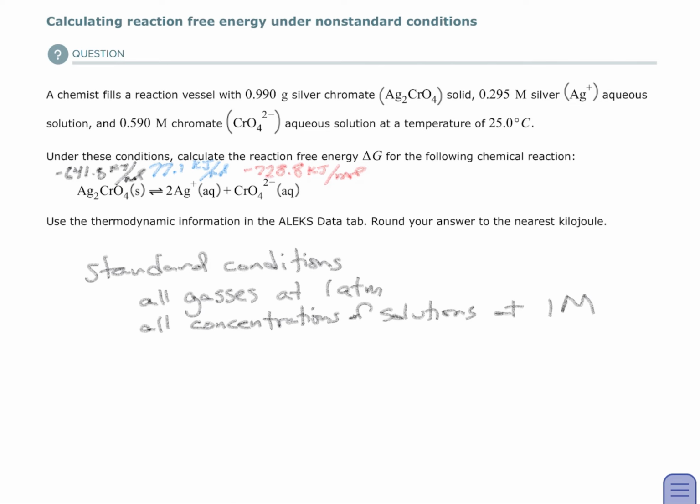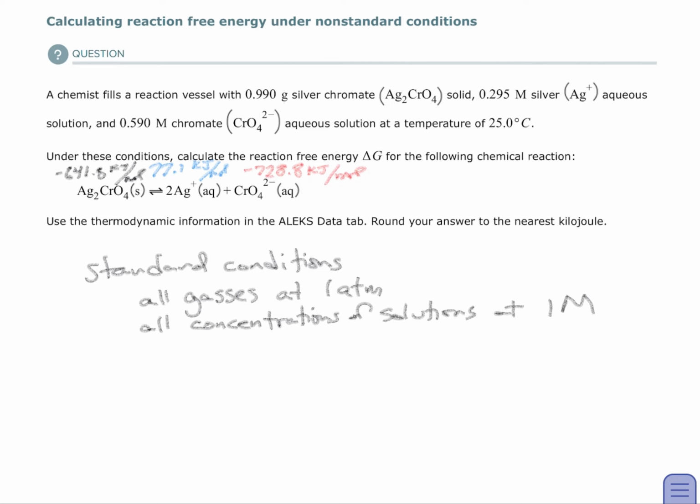You look up every one of those on a table. There's a table for every compound, and you can find the standard entropy or Gibbs free energy for it. And I wrote this down. So in this particular example, I've got silver chromate breaking apart into silver ions and chromate ions. And so I wrote down the standard free energies for each of these compounds.